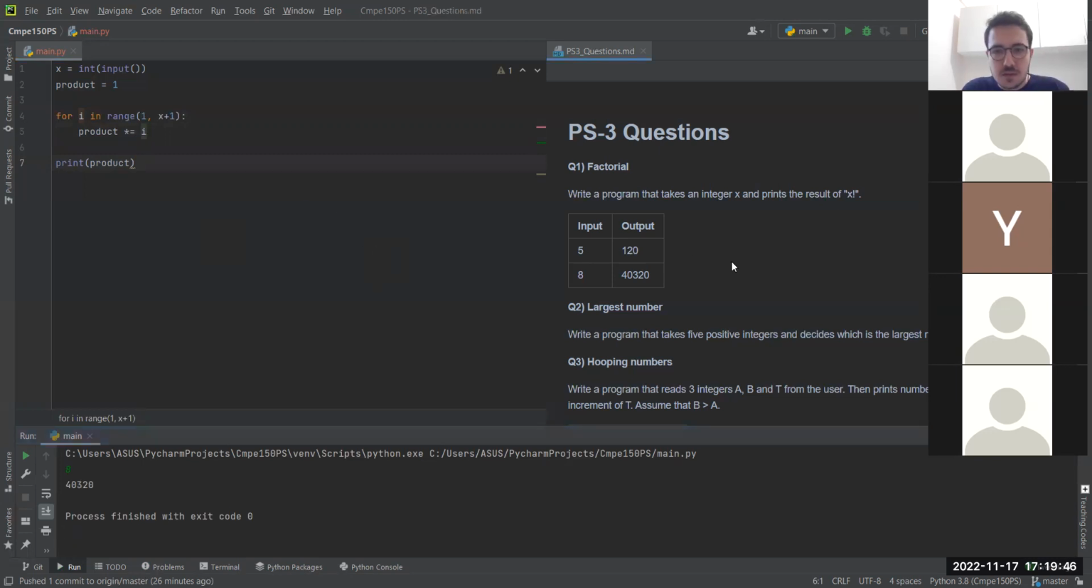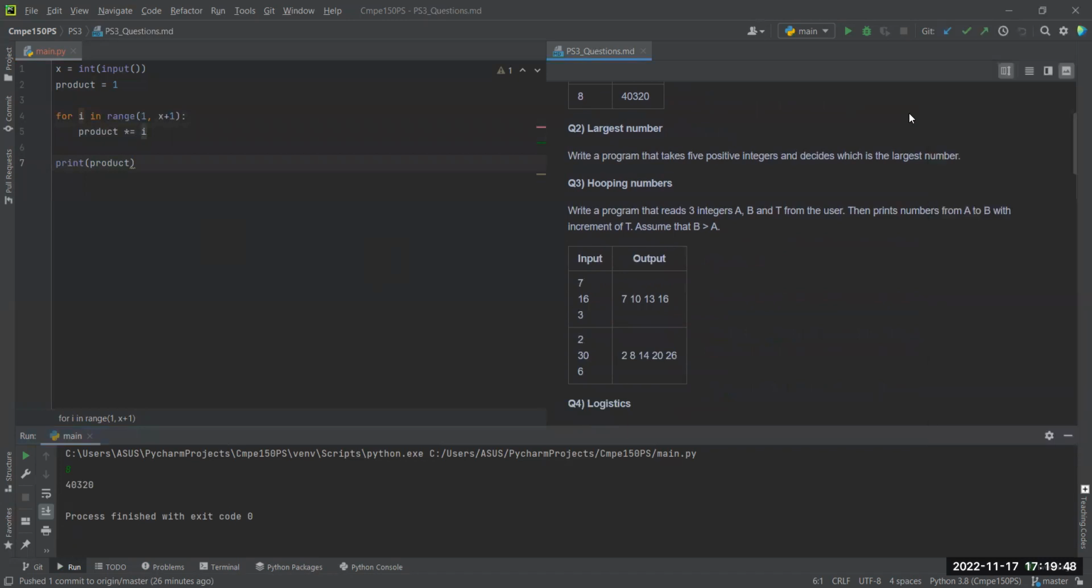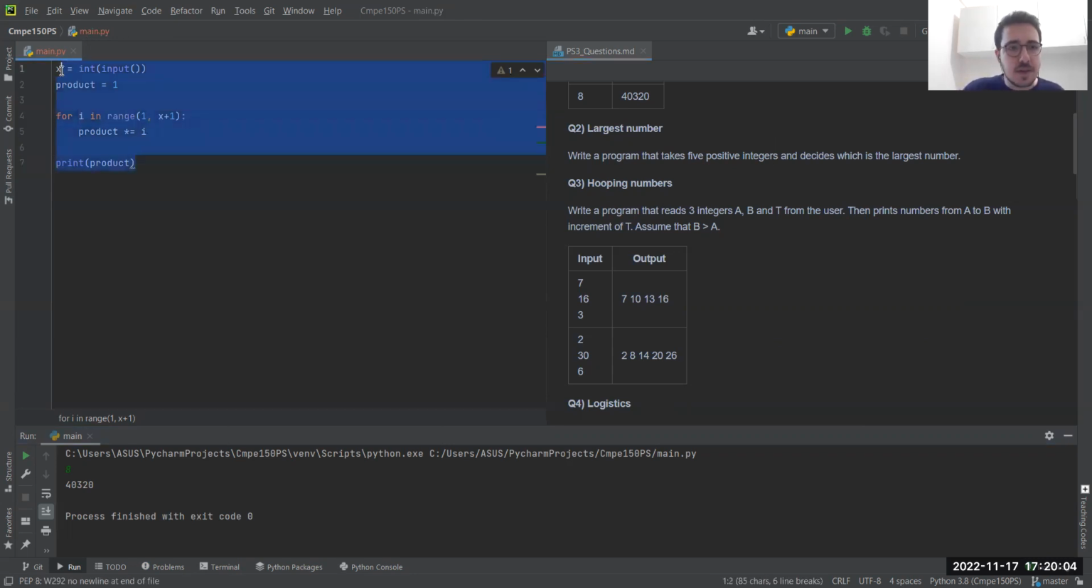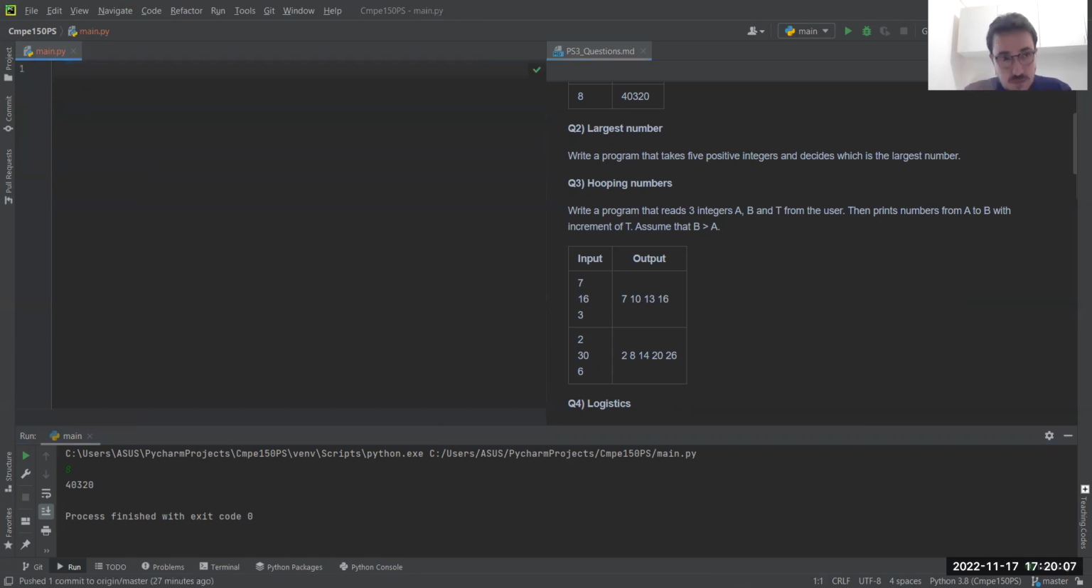Okay, I'm continuing with the second question. This question wants us to write a program that takes 5 positive integers, and then it should decide which is the largest, which is the maximum number in between these 5 integers. So first of all, I can write a for loop for this in range 5. It should operate 5 times. Counting from 0 to 4, it makes 5.